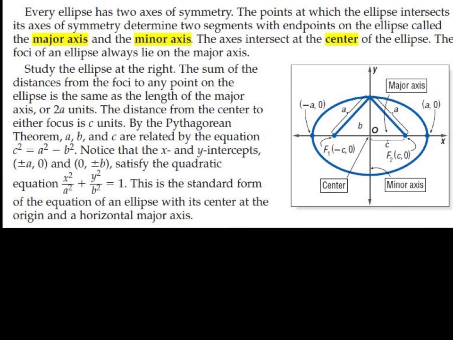Notice that the x and y intercepts are at plus or minus a₀ and plus or minus b₀. They satisfy the quadratic equation x squared over a squared plus y squared over b squared equals 1. This is the standard form of the equation of an ellipse with the center at the origin and a horizontal major axis.